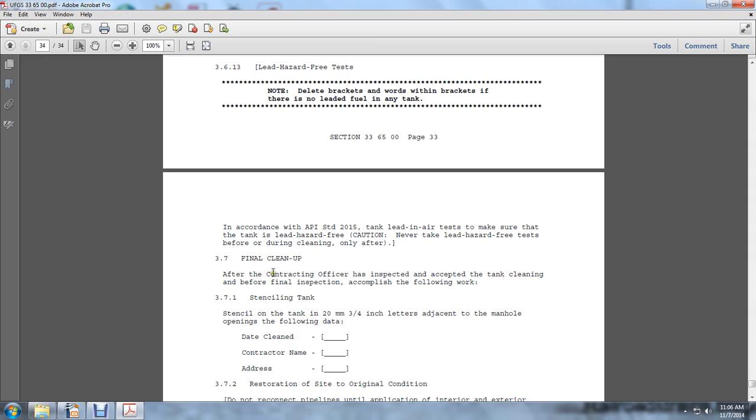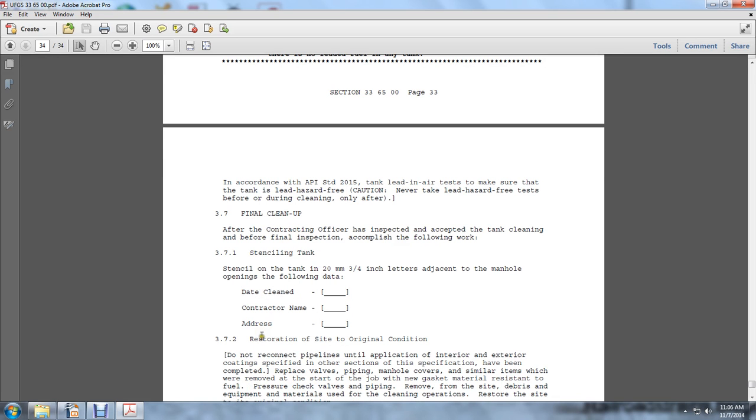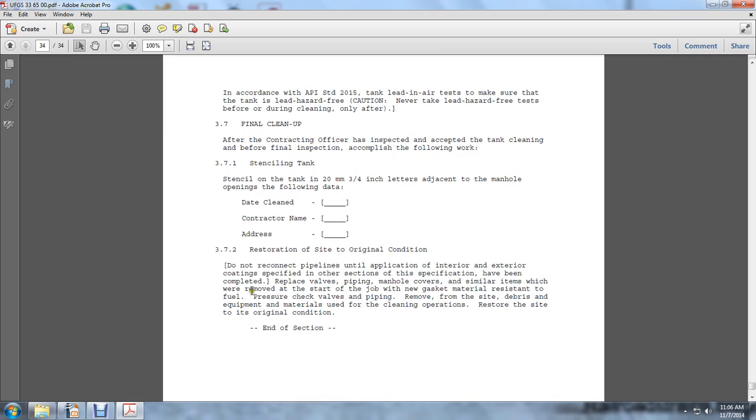3.7 Final cleanup. After the contracting officer has inspected the tank cleaning and final inspection is accomplished, perform the following work. 3.7.1 Stencil on the tank, in 20 millimeter (3/4 inch) letters adjacent to the manhole openings, the following: the date cleaned, the contractor name, and the address. 3.7.2 Restore the site to its original condition. Do not reconnect the pipelines. Apply the interior and exterior coatings specified in the section if the inspection has been completed.